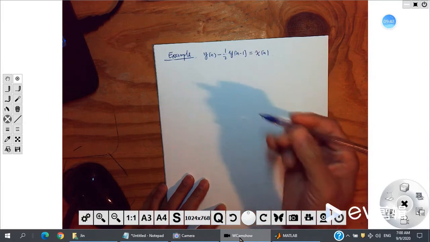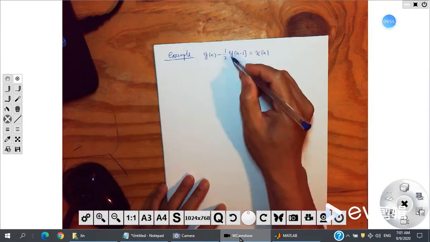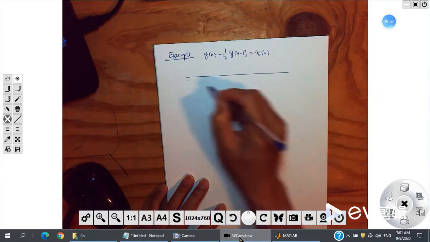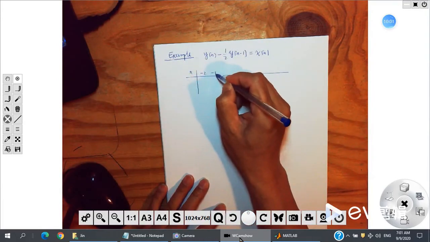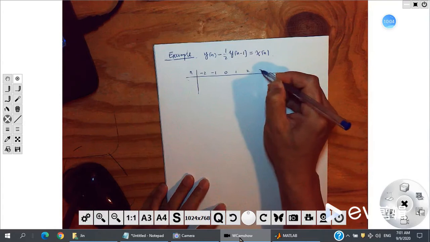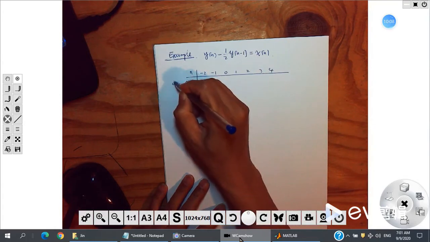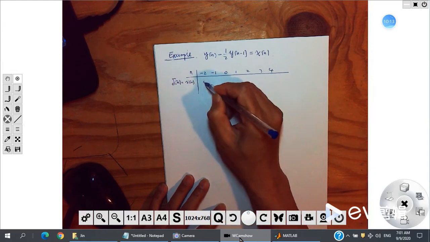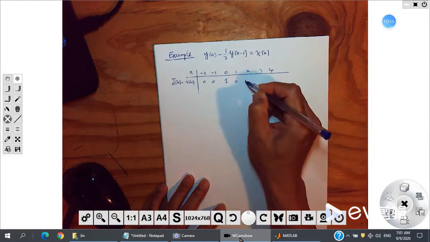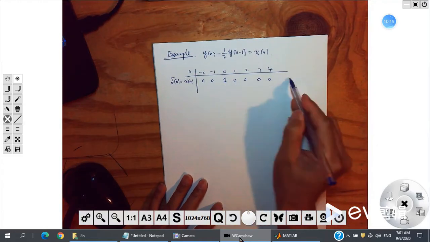Yeah, you can solve it, right? If x is delta of n, you plug in delta of n, then you can have it. This one is not so complex. I put n as -2, -1, 0, 1, 2, 3, 4, for example. Then x, which is delta now, should be 0, 0, 1, 0, 0, 0, 0. The impulse, only one value at 1. All the others are 0.